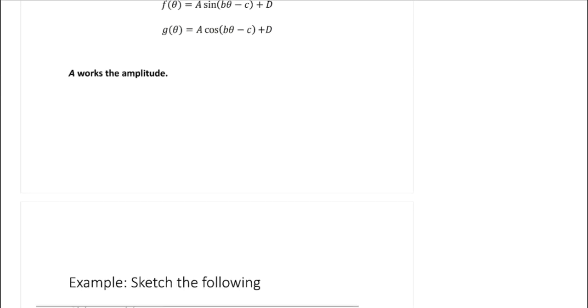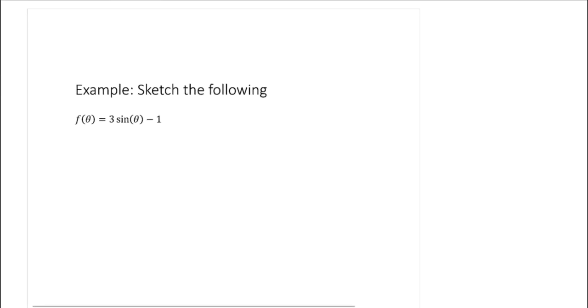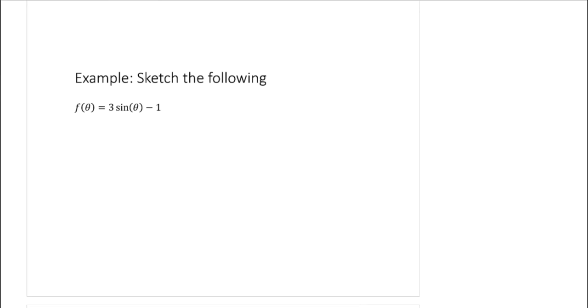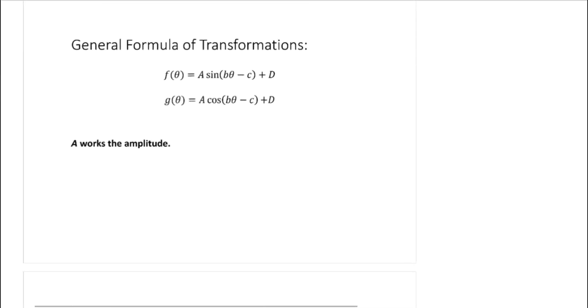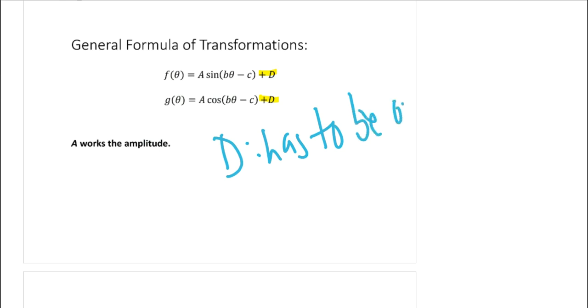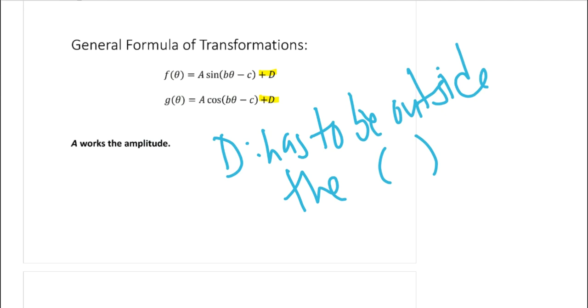Now let's go ahead and start throwing in a new number there, okay? We're going to be working with D now, okay? So notice two very important things, okay? It is outside the parentheses, and then it's either going to be a plus sign or a minus sign, and that's going to be very important, okay? So in order for it to be considered D, it has to be outside the parentheses, okay? And then it is separated from the sine or the cosine.